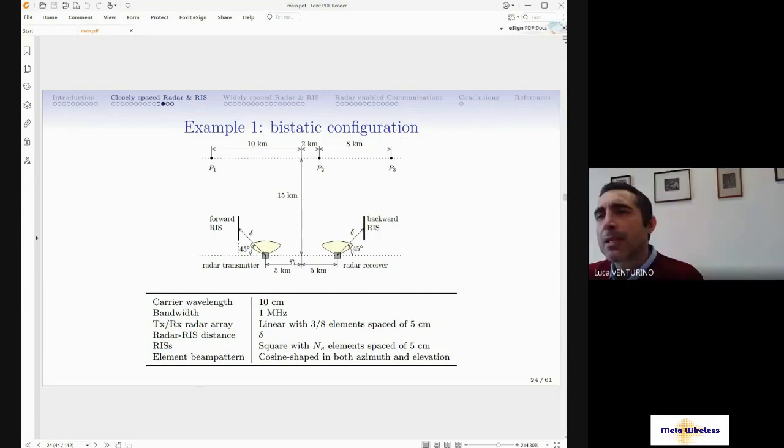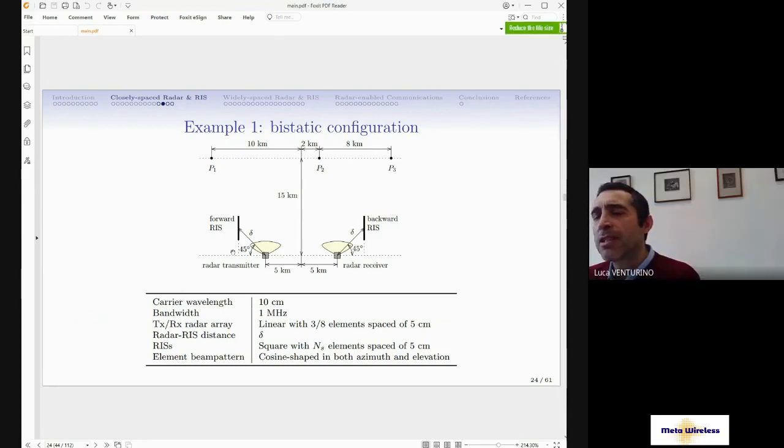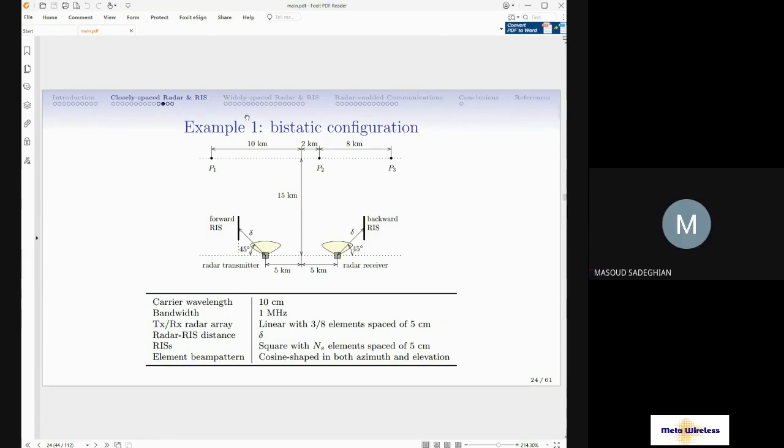Okay, wait. Here there are two distances. One is the distance between the forward RIS and the radar transmitter, here, delta. This distance, as you have seen in all figures, is in the order of a few meters. It is the RIS and the radar that can be in the far field or in the near field, depending on this distance and, of course, on the size of the RIS. As for the target, it is assumed here to be always in the far field. And in fact, you see these are in the order of kilometers.